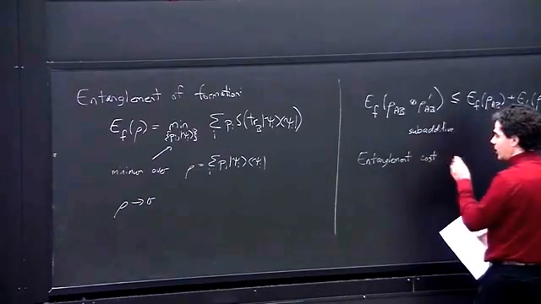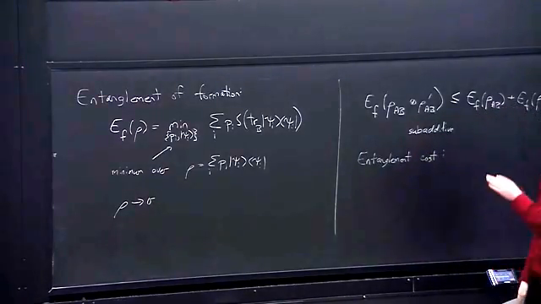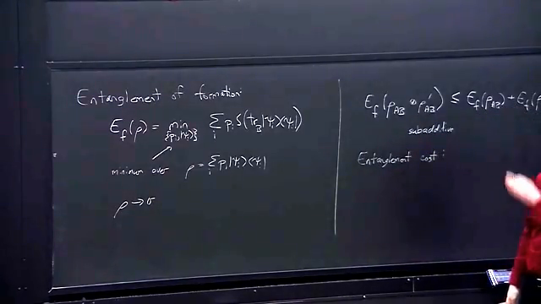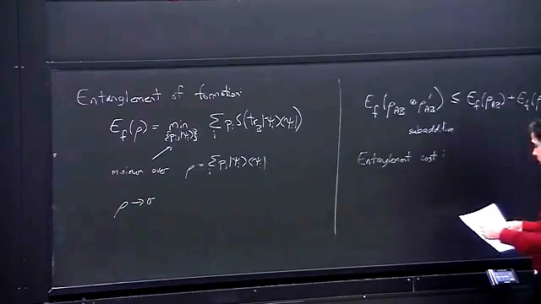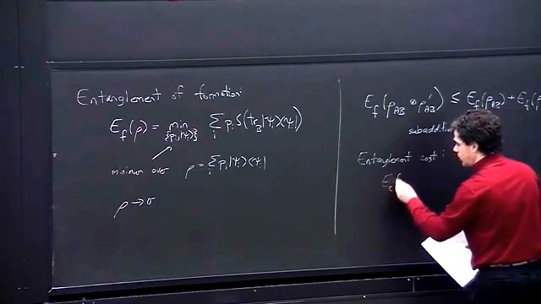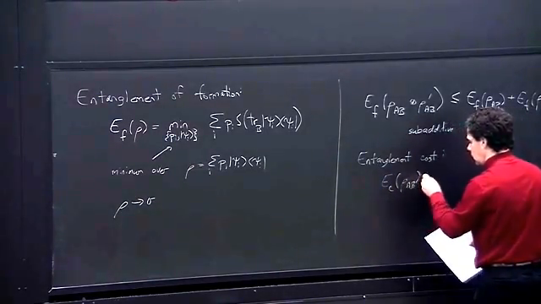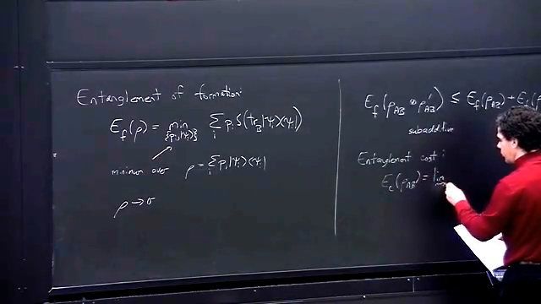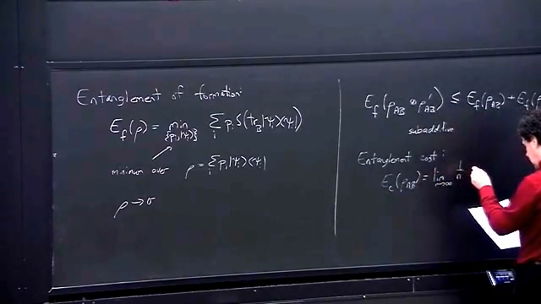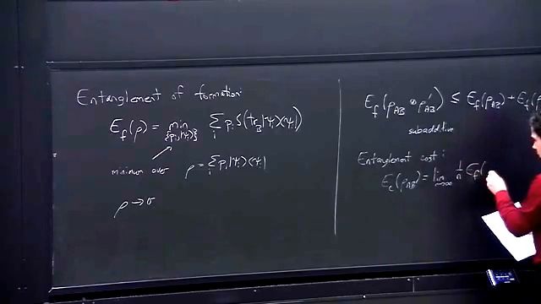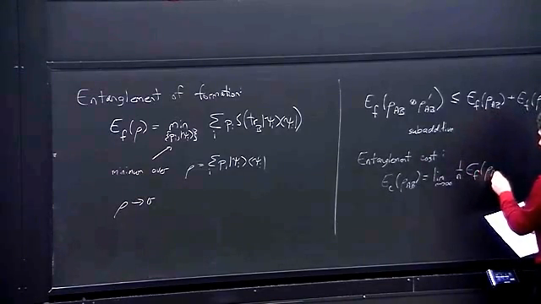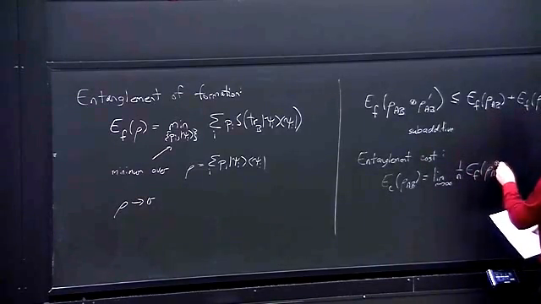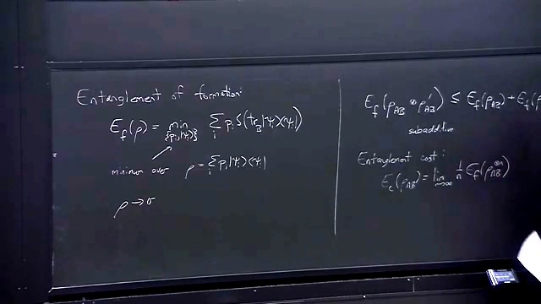which is the regularized version, in just the same sense that we looked at the regularized coherent information for the channel capacity. The entanglement cost is the limit as n goes to infinity of 1 over n times the entanglement of formation of n copies of the state.